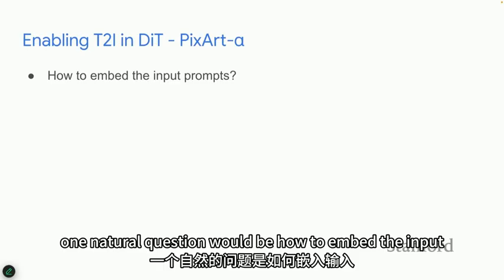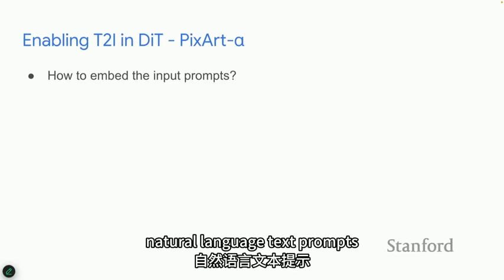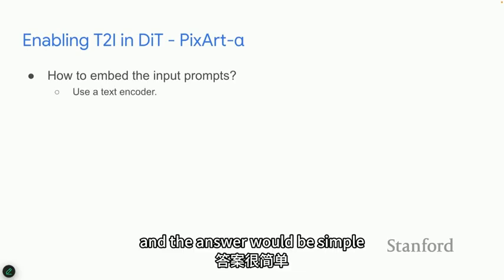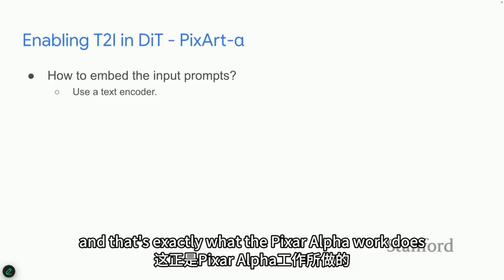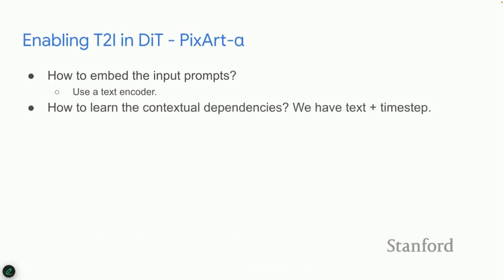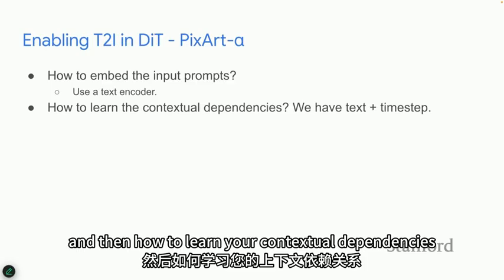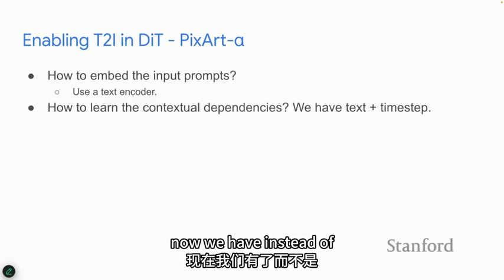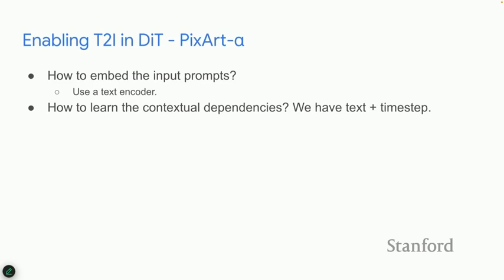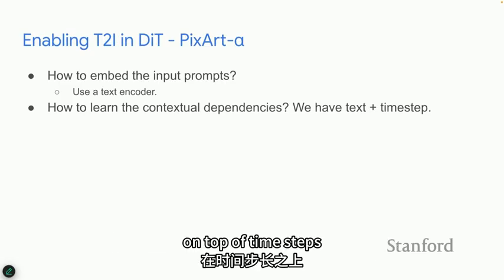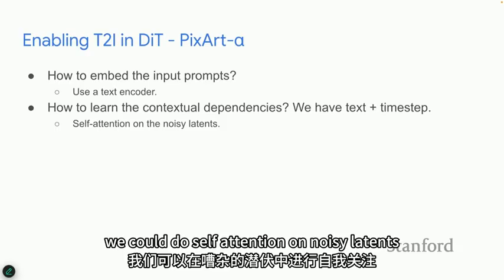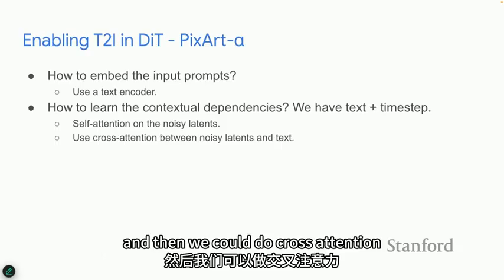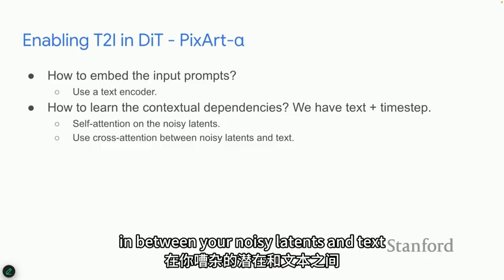Now, one natural question would be how to embed the input natural language text prompts. And the answer would be simple. You would need a text encoder. And that's exactly what the PixArt Alpha work does. And then how to learn your contextual dependencies. Now we have, instead of classes, we have got natural language text on top of time steps. We could do self-attention on noisy latents, and then we could do cross-attention in between your noisy latents and text.